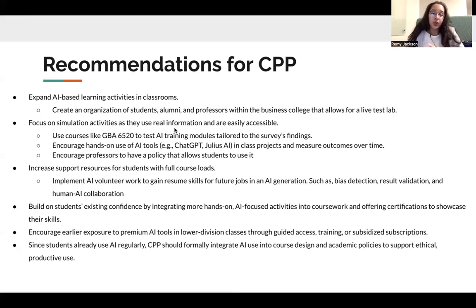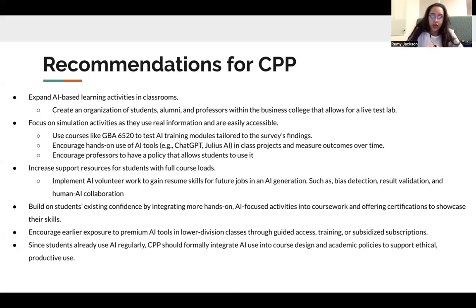For the third recommendation for Cal Poly, we recommend to increase support resources for students with full course loads, and implement AI volunteer work to gain resume skills for future jobs in AI generation, such as bias detection, result validation, and human-AI collaboration.